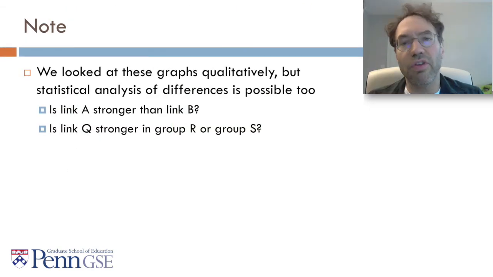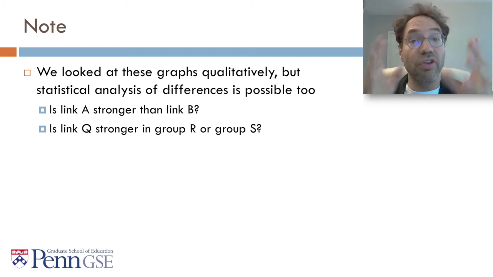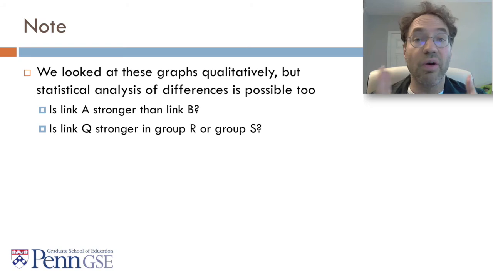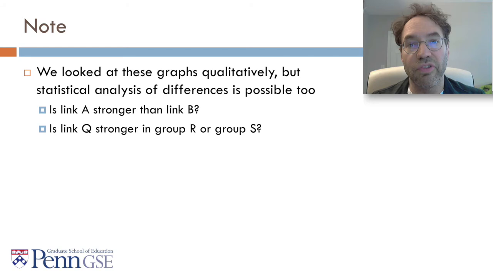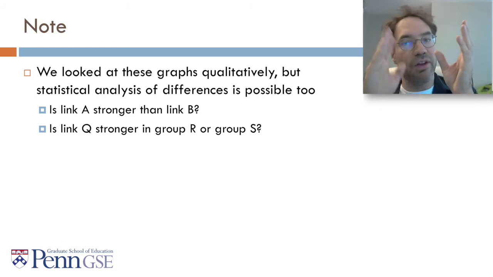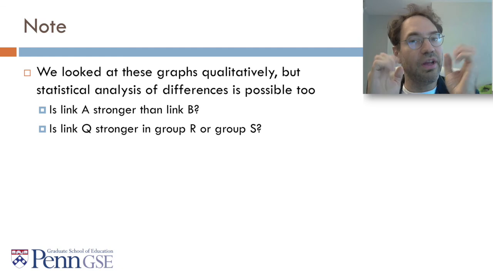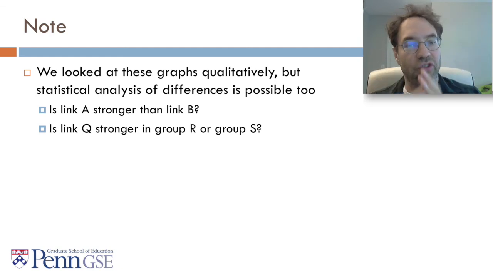So as you can see, there's a lot that you can tell from looking at these graphs. But just like social network analysis, you don't have to just look at graphs qualitatively. You can also do statistical analyses of graphs, and in the particular case of ENA, statistical analyses of differences. So for example, if you want to look at link A and link B, and link A looks stronger, is it actually statistically significantly stronger?